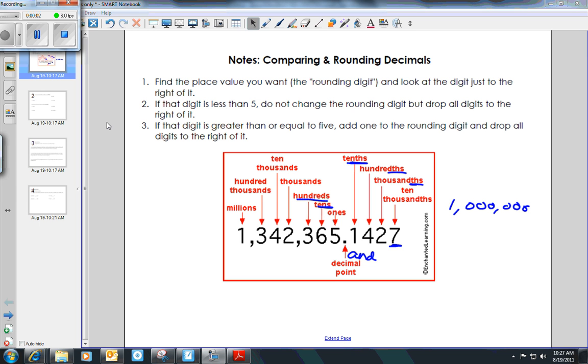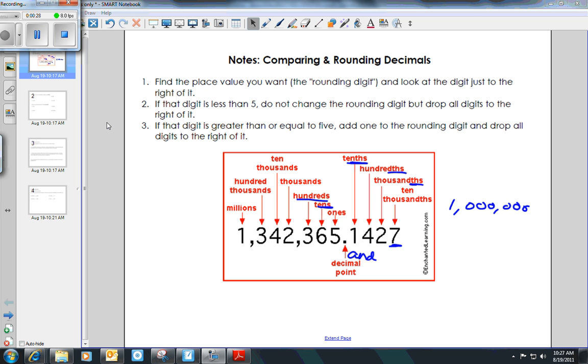We are starting you off this year with comparing and rounding decimals. This is your first set of notes that you'll be taking in the evening. You've had some decimals in the past, but mostly it's dealt with money. So now we're going to talk a little bit more in depth about decimals, how to round them, and how to compare to see which decimals are larger or smaller.